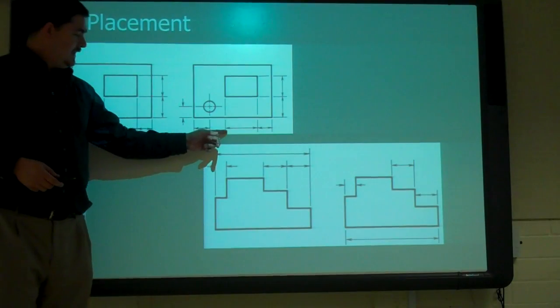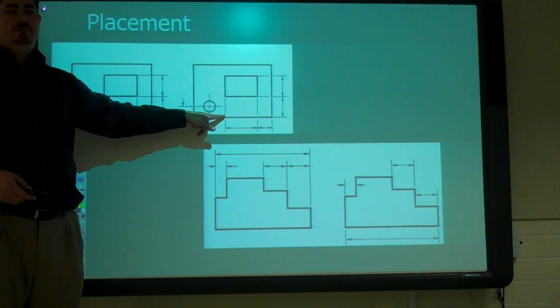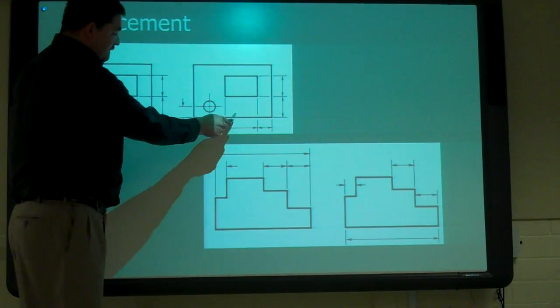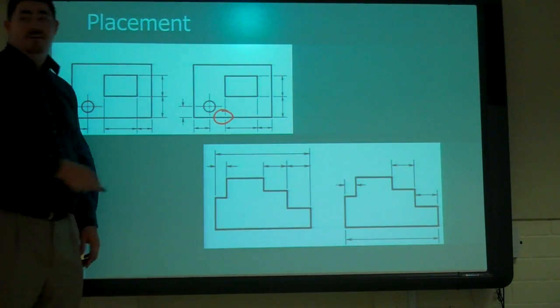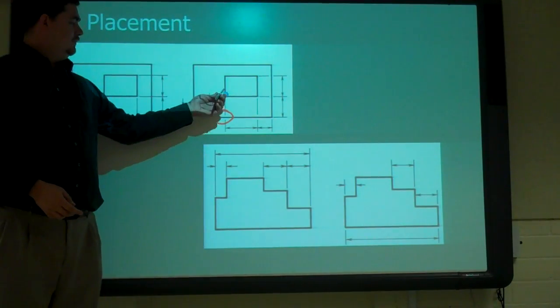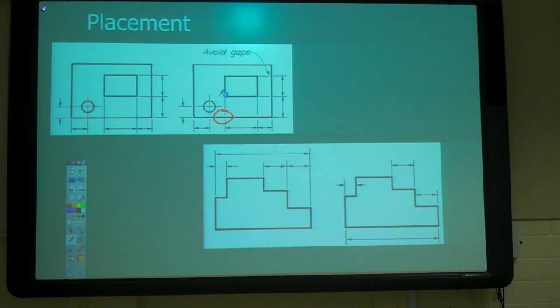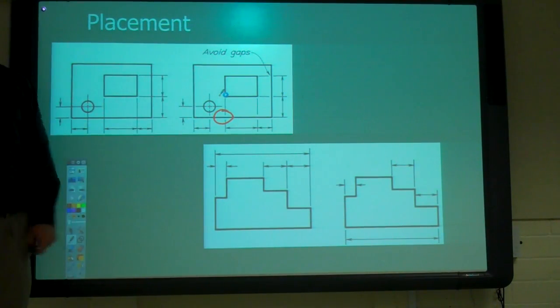Yeah. So here, if I follow this gap, there's a gap right there, right? So the next thing I get to should be what I'm measuring. Is there something right here that I'm measuring? No. So don't do that. Some people do. Some old engineers like to do that still. So if your boss tells you to do it, do it.